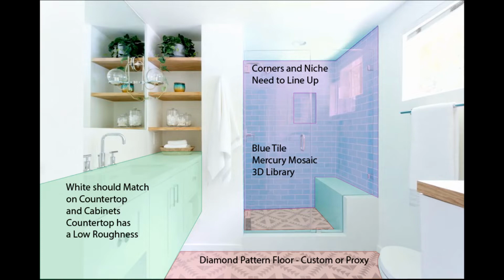For the diamond pattern floor down at the bottom in red, because it's kind of a unique pattern, we're going to discuss our options. You can either do a custom job where you make your own, or you can put a proxy in if you find something close. We'll discuss our options when we get to that section. And the big enchilada over here is the shower itself. We're going to install the tile, and most of our adjustments are going to be in here, moving stuff around and getting our stuff to lay how we want it.